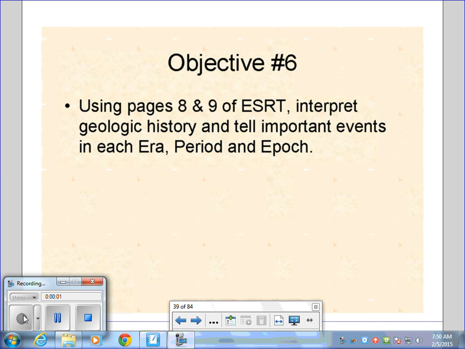This is objective number 6 for Unit 5 Earth's History. Notice objective 6 involves Earth Science Reference Tables page 8 and 9 and the vocabulary that is associated with the history of the Earth. You can pause the slide right now and copy down the objective number 6 and put tomorrow's date.